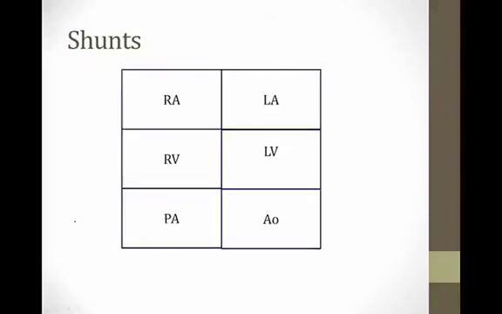I've placed a drawing on the slide to help you better understand the physiology of these shunts. So an ASD, or atrial septal defect, is a communication between the left atrium and the right atrium. A VSD, or ventricular septal defect, is a communication between the left ventricle and the right ventricle. And finally, a patent ductus arteriosus, or PDA, is a communication between the aorta and the pulmonary artery.